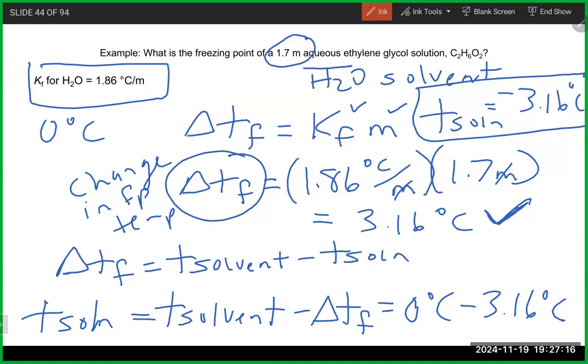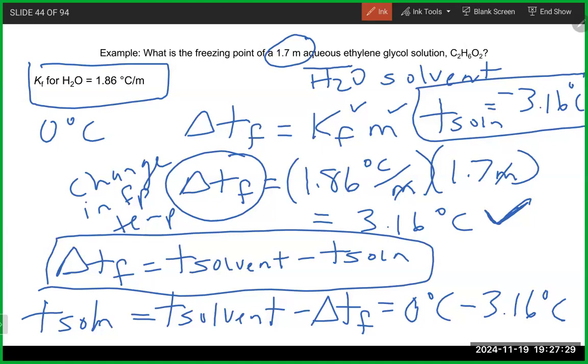Any questions on that? If you gave the answer as positive 3.16, your freezing point is going in the wrong direction. It actually froze at a higher temperature. So again, that's why it's really important to understand this relationship for freezing point, so that you add or subtract correctly depending on the question. Any questions on that there?